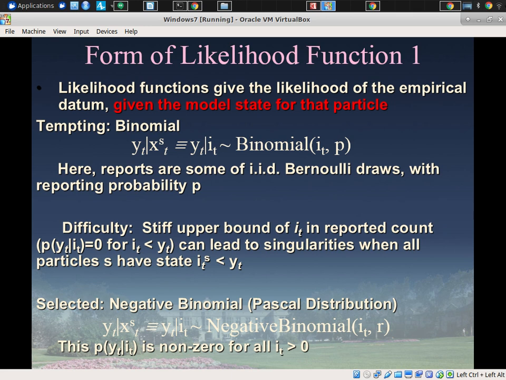And the difficulty that we encountered is that there's, as I characterize it, a stiff upper bound in the reporting count. So bear with me on this. Suppose you have 16 flips of the coin. Each flip is whether a certain new person who's feeling sick with H1 influenza gets reported. There's some possibility that you might have zero cases reported, right? You flip tails every time. There's some possibility one person might be reported, right? Two persons.